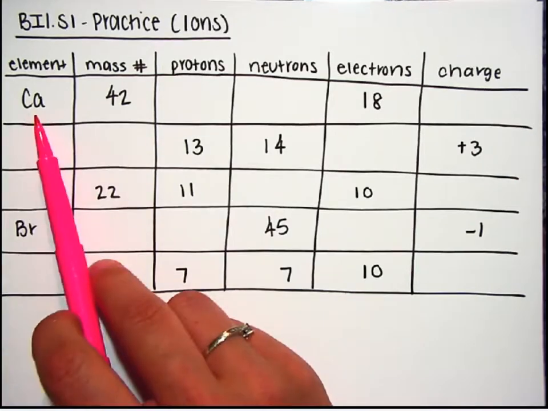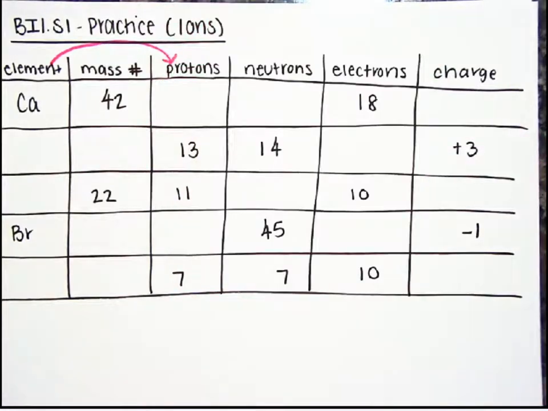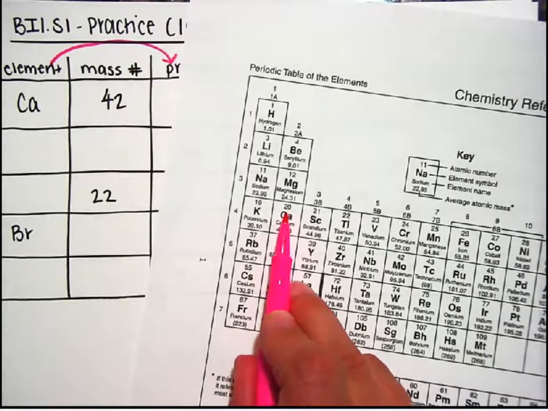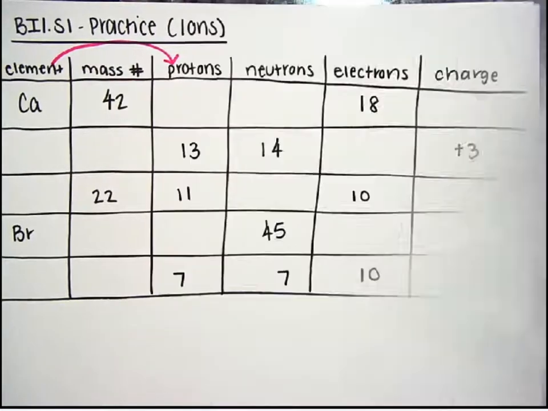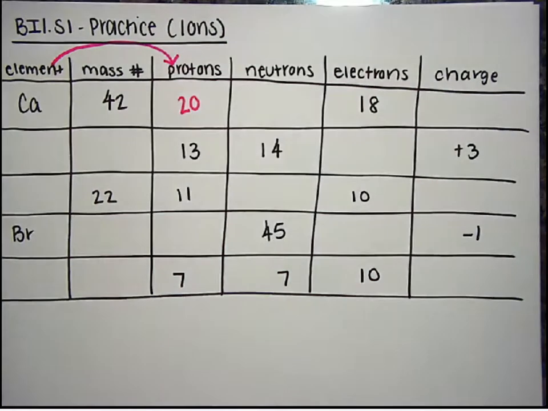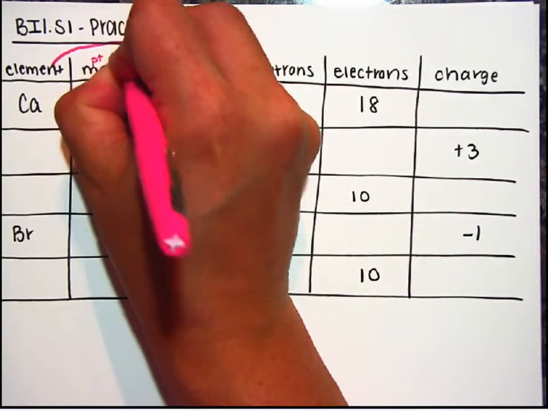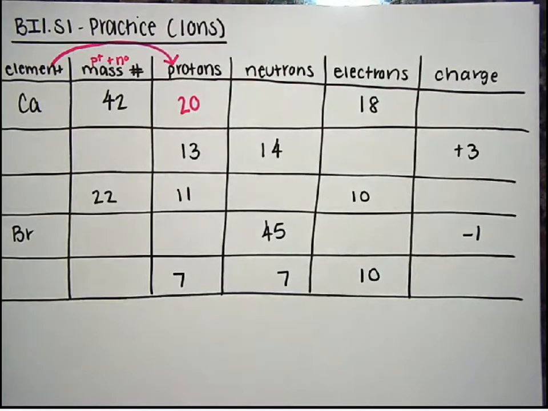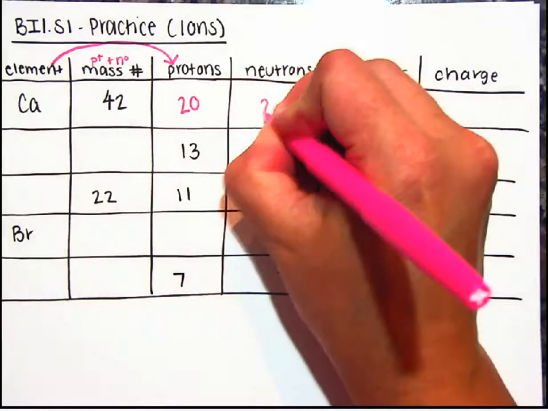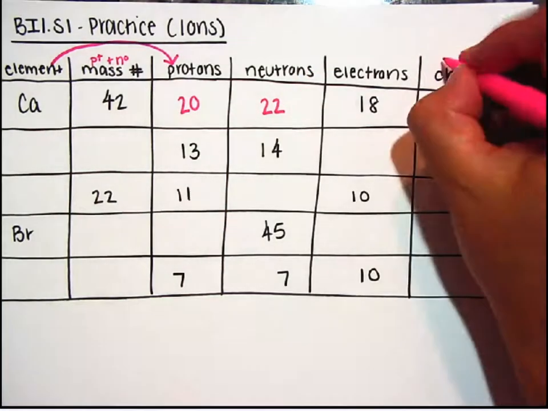If you know the element, we can look up the element on the periodic table, and that will tell you the number of protons. Calcium has an atomic number of 20. That means calcium has 20 protons. The mass number is protons plus neutrons. So I could take my mass of 42, subtract out my 20 protons, and I would get 22 neutrons.